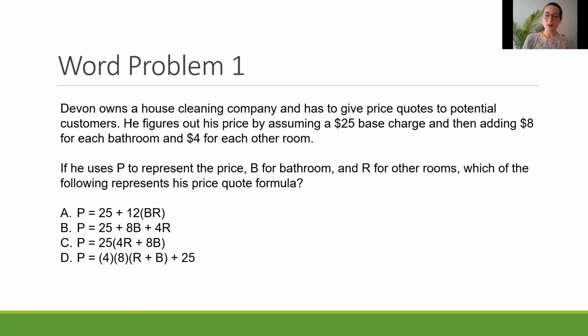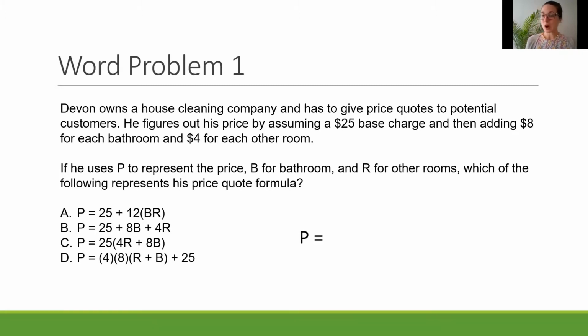So you can see here, if we look at our options A through D, that they all look a little similar, and we're not actually looking for a precise number. We're looking for the equation that will help us to figure out what the price is. And we'll be using the variables given. So if I look back through this, I see some important numbers, the 25, 8, and 4, and then some important variables, P, B, and R.